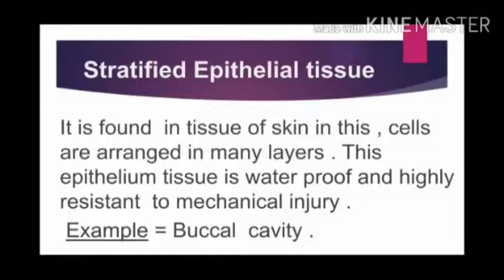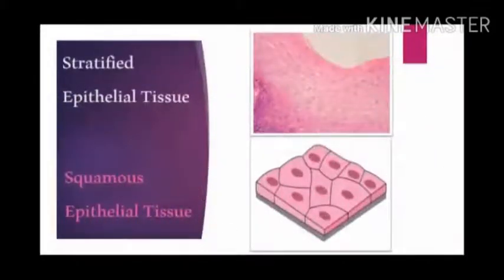Now the second type of epithelial tissue is stratified epithelial tissue. It is very simple and it is found in the tissue of skin. In this, cells are arranged in many layers. This epithelial tissue is waterproof and highly resistant to mechanical injury. Their best example is the buccal cavity.